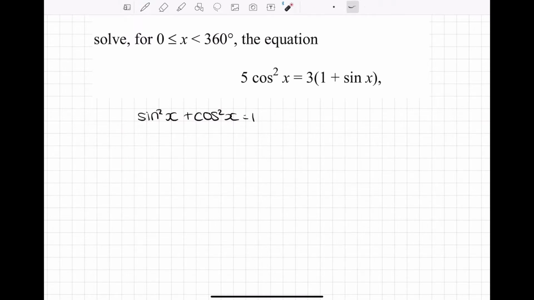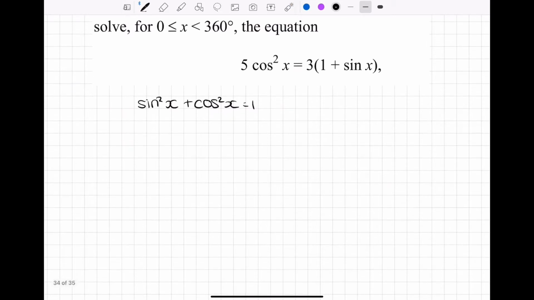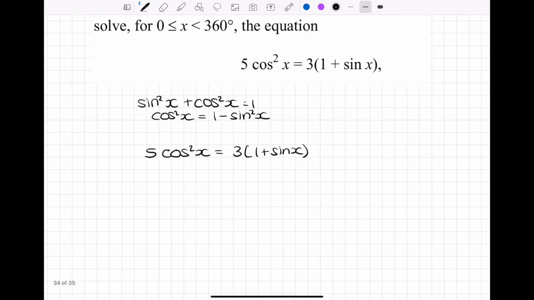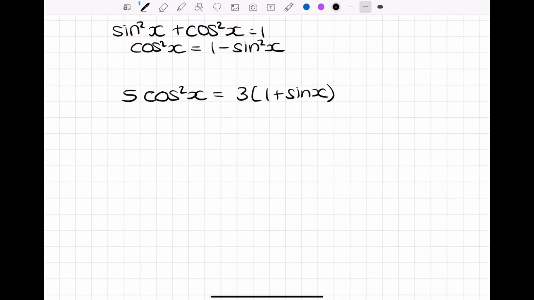So with this cos squared that I have here, I'll rearrange this equation for cos squared, substitute this in, and I'll get an equation all in terms of sine then, which will be a lot nicer to solve. So we know that cos squared x from this identity is 1 minus sine squared, and if I sub that in to our equation and expand this, we should get a nice quadratic in terms of sine.